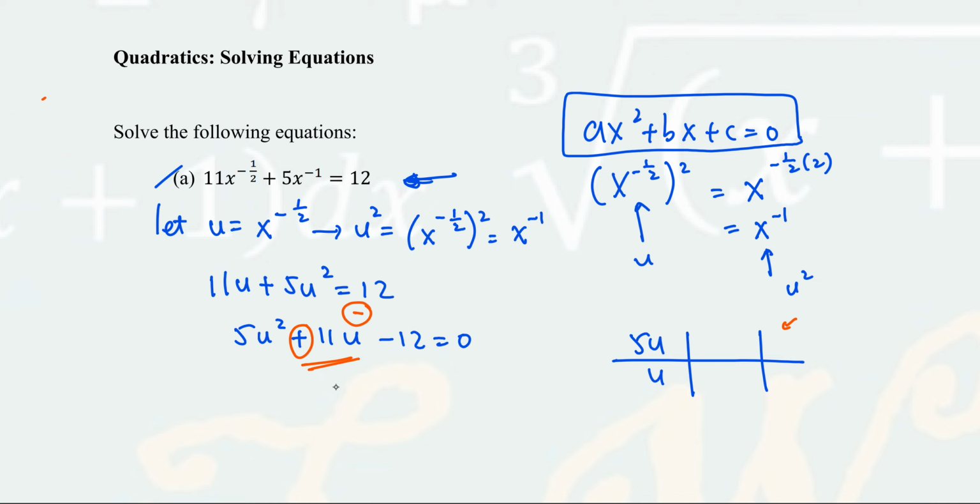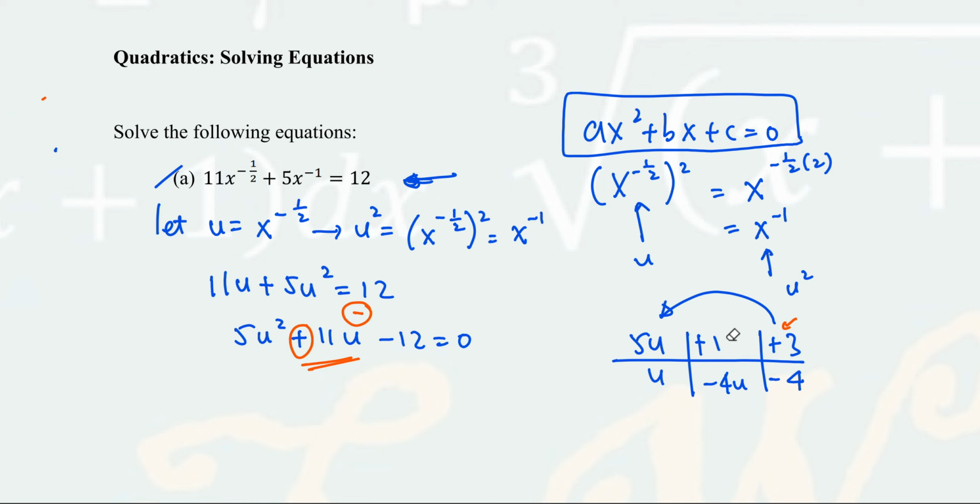Then we need to get positive 11u in the middle column. So now I will consider the minus 12. The 12 will have the factors of 4 and 3. So I will write 3 and 4 here, and because of the plus 11u, I will write plus 3 and minus 4. So when I do expansion here, it will be plus 15u and this is minus 4u.